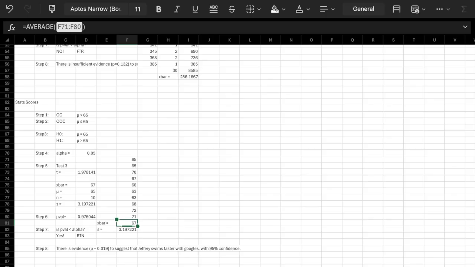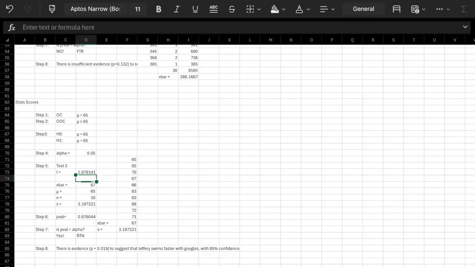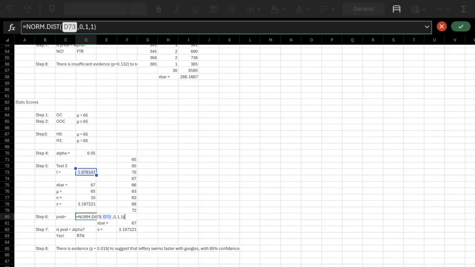N is 10, S is, yeah, there it is. Okay, that's it. But notice what happened because I copied and pasted. Let's look at this formula: X bar minus mu, which is the red one, over S divided by square root of n. That's it. All right, cool. So my test statistic is 1.97.